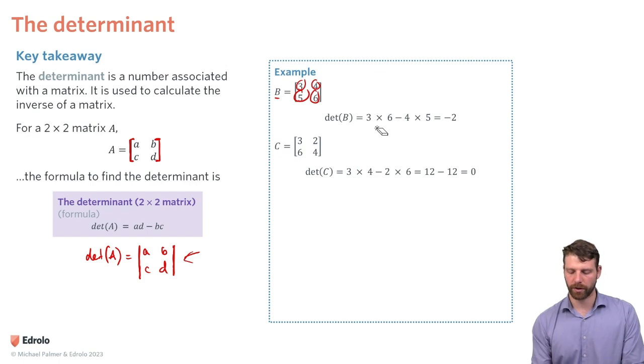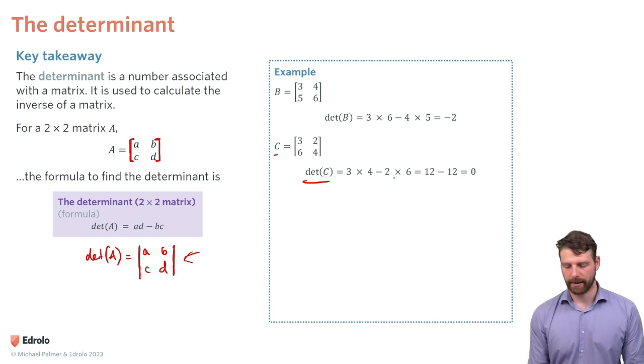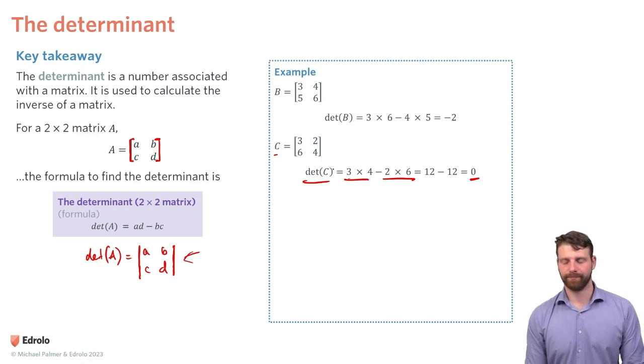Okay, we've also got another example here for C, and there's our matrix 3, 2, 6, 4. If I want the determinant of C, then I need to do AD minus BC. So let's do that. A times D is 3 times 4, minus 2 times 6 is 6 times 2. So that gives me 12 minus 12 is 0. Okay, so the determinant of C there is 0.